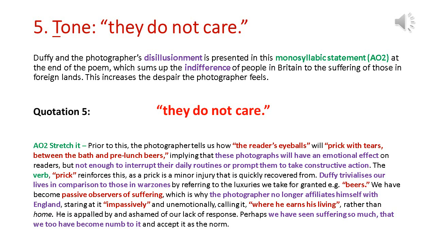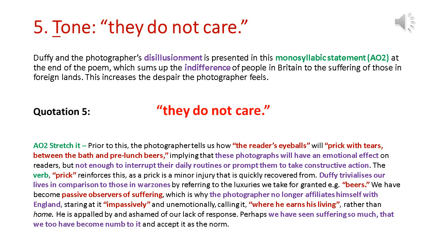And then Duffy further trivialises our lives in comparison to those in war zones by referring to the luxuries that we take for granted, so the beers. It's almost like we've become passive observers of suffering.